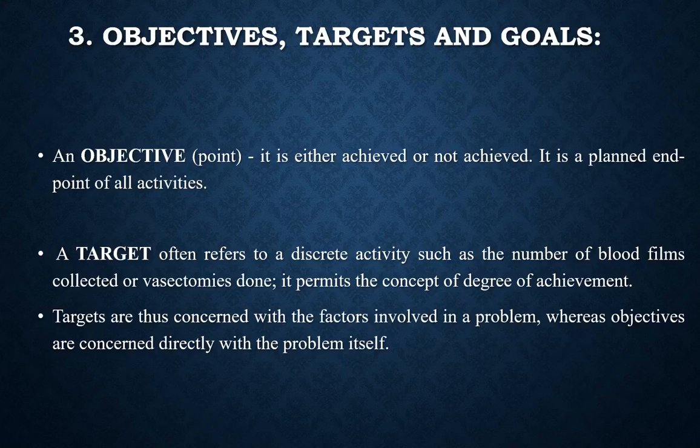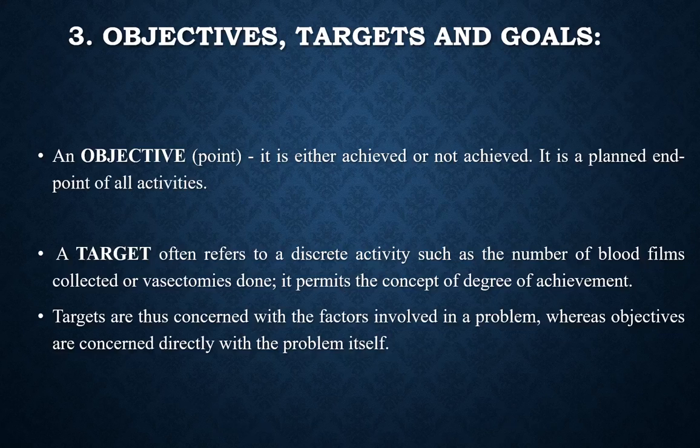Before going to the third step, the development of program goals, objectives, and activities, we'll first know what an objective is, what the targets are, and what the goals are. An objective is something which might be achieved or might not be achieved. It is a planned endpoint of all the activities. That is a point where we have certain objectives to fulfill.